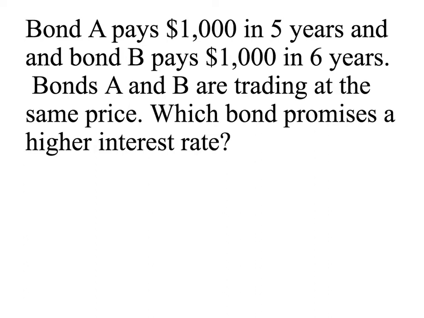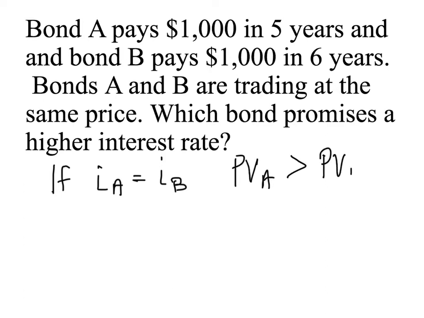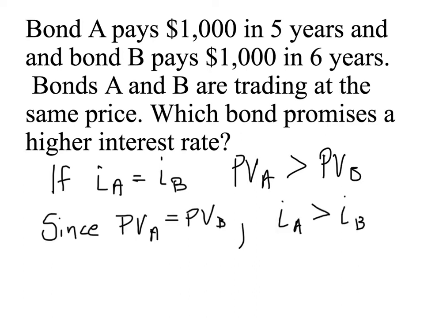Okay, this one, again, we can reason through logically the following way. If the interest rate were the same on these two bonds, then bond A would have a higher price, or present value, since the payment arrives sooner than bond B. But since they have the same price, it must be true that bond A has a higher interest rate, since the only way present value falls when payments are fixed is if the interest rate rises.